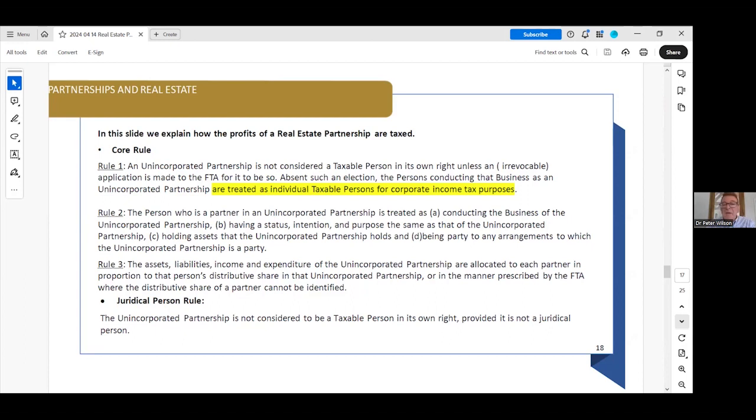If one of the partners in the partnership is a company, then obviously that company partner won't qualify for the real estate investment rule, whereas the individuals in the unincorporated partnership would. So you can have quite a mixture and a complex problem if you have natural person partners and company partners in a partnership.